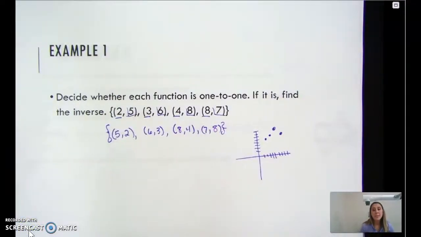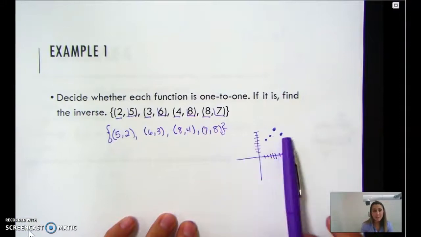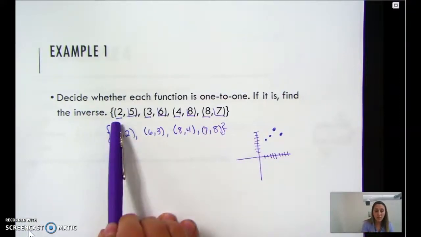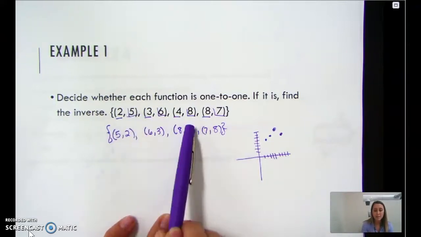Okay, so one of the things that I did is I went ahead and graphed it to see if it was one-to-one, and it passes the horizontal line test. I also could see that all of my x's are not repeated, but then neither are my y's.